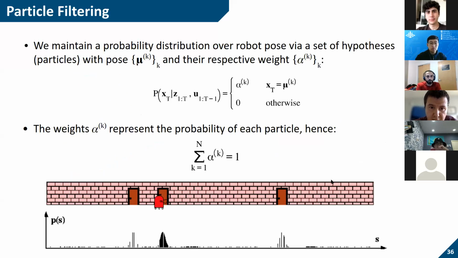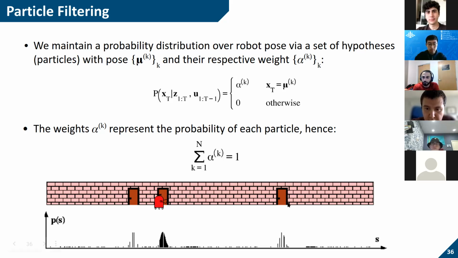For the sake of time, we don't have time to go deep into the math part of it. We use a method called particle filtering, which basically tries to maintain several hypotheses over robot position. We call each hypothesis a particle, where there is a pose for each particle and also a respective weight. The weights are basically the probability of each hypothesis, and they should sum to 1.